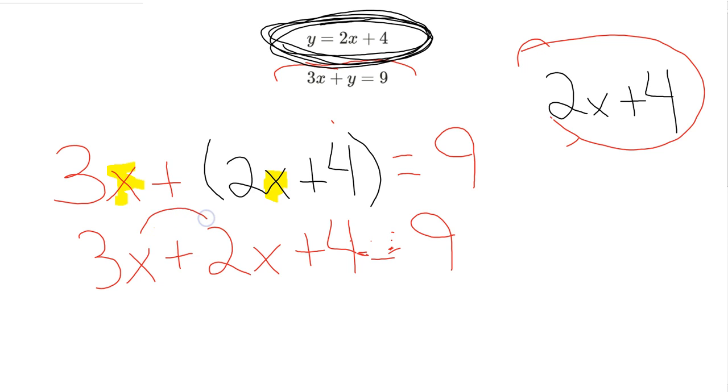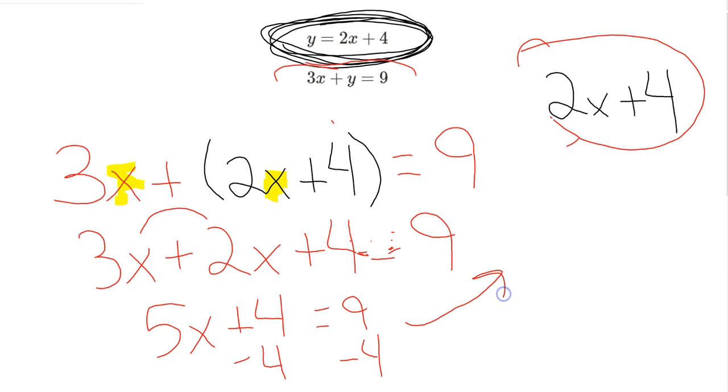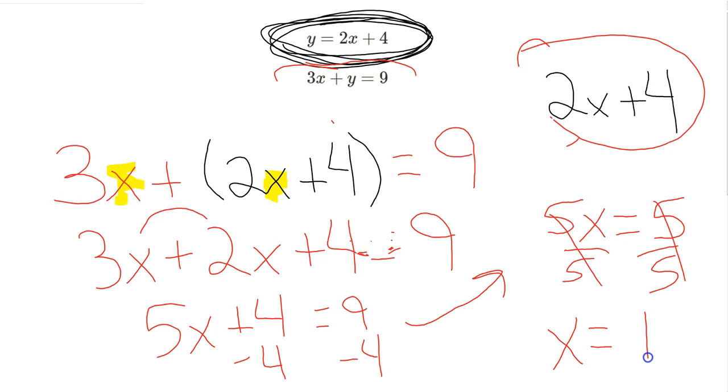Combine like terms here. I've got 5x plus 4 equals 9. To get this alone, I'm going to subtract 4 on both sides, so now we're just solving equations. That's going to leave me with 5x equals 5. Divide both sides by 5 to get my x alone. x equals 1. So I solved for one of my variables.